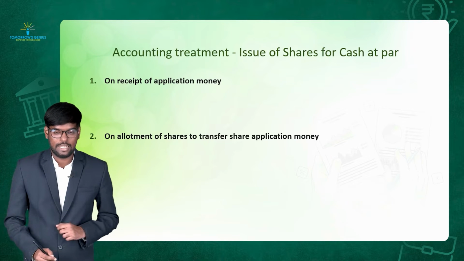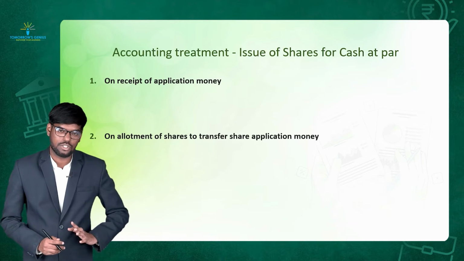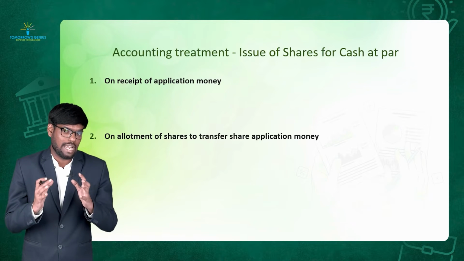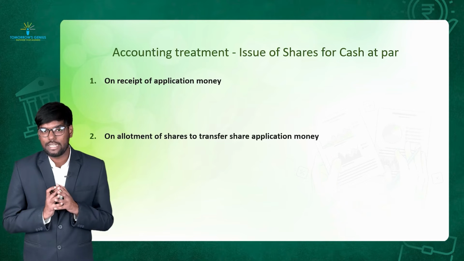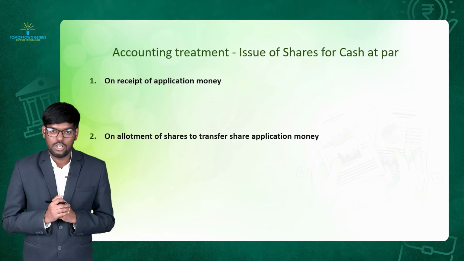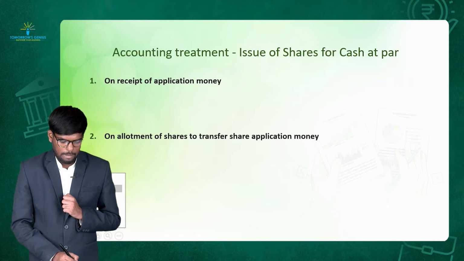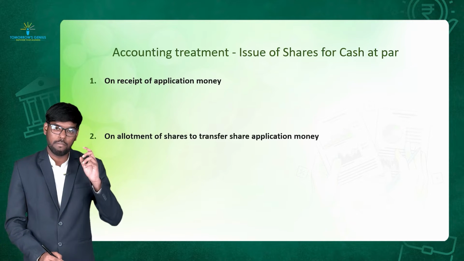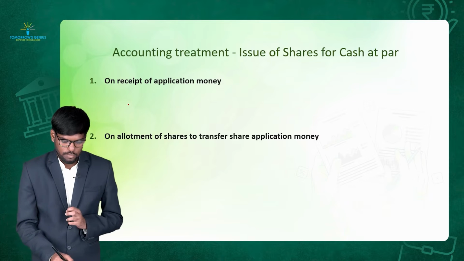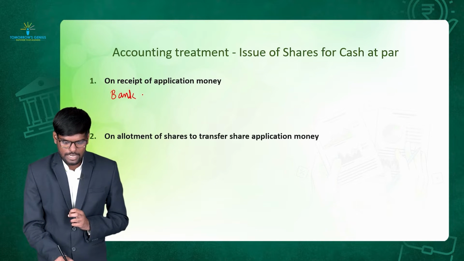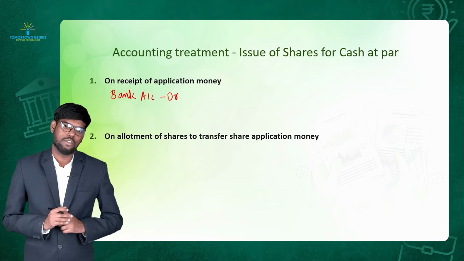First of all, as I said, the first stage is the application stage. In the application stage you are going to collect application money from the applicants, or from the shareholders. So, the first entry that we have to pass here is nothing but receipt of application money. The bank is going to collect the money, so we have to debit bank account here.